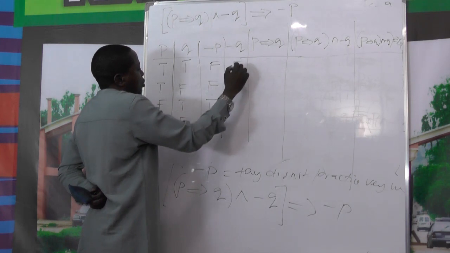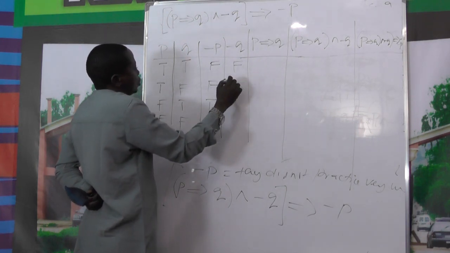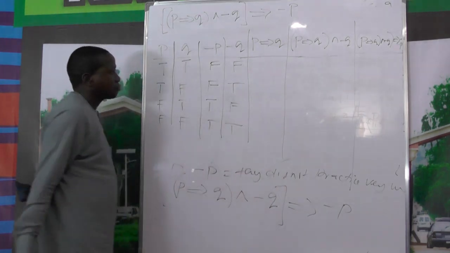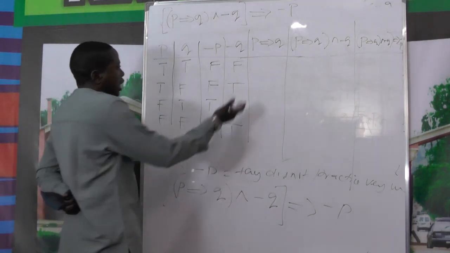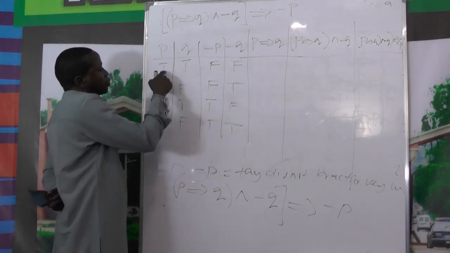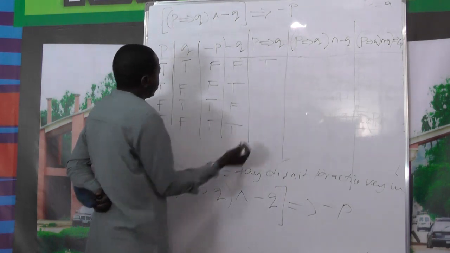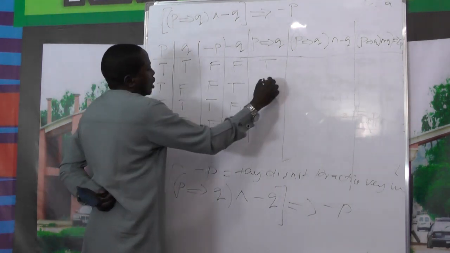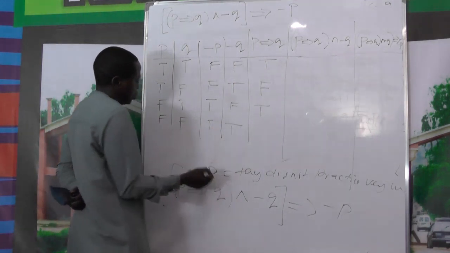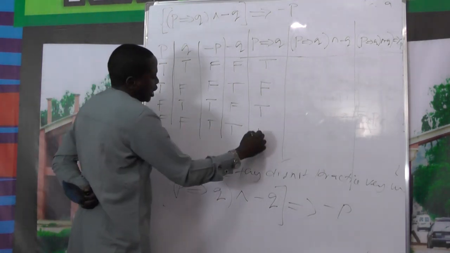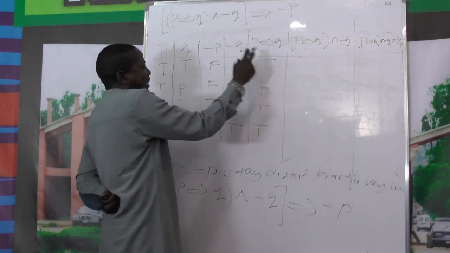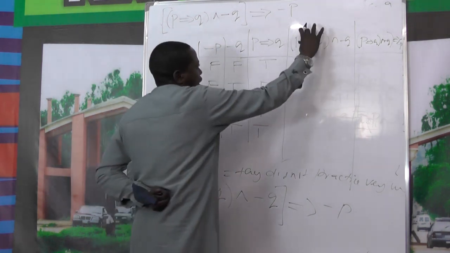I have false, true, false, true. So it implies. I believe you remember the rule of implication. So now true imply true, I have true. True imply false, I have false. False imply true, I have true. False imply false, I have true. This one, and this. This one and this.